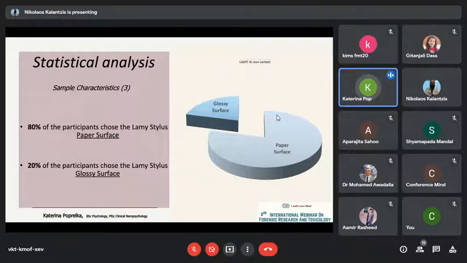Now, this slide is quite interesting. As we can see from the pie chart, 80% of the participants chose the Lamy stylus with paper surface. Only 20% of our volunteers chose the Lamy stylus with glossy surface. The Lamy stylus with glossy surface has more friction, and we assume it was made for graphic design purposes. The Lamy All-Star EMR pen with paper surface is smoother, and that's why it's more convenient, more suitable to sign with it on a pad. Let's move on.